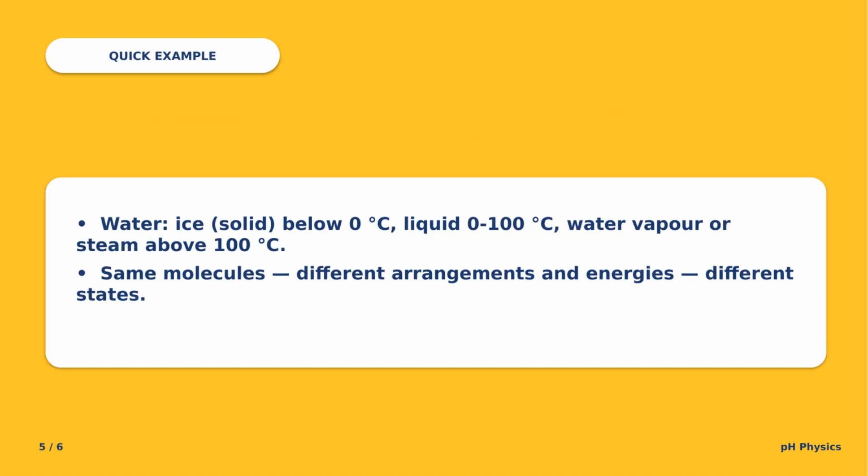Quick example: water, ice as a solid below 0 degrees centigrade, liquid 0 to 100 degrees Celsius, water vapor or steam above 100 degrees Celsius. Same molecules, different arrangements and energies, different states.